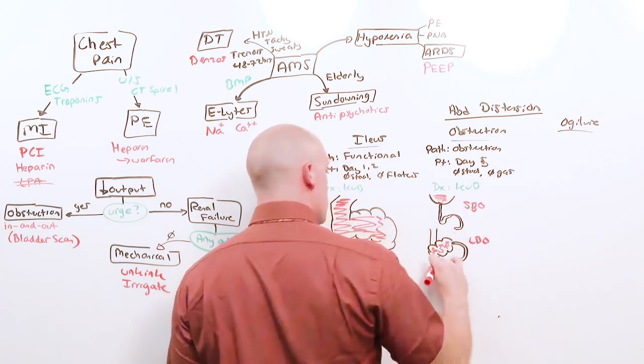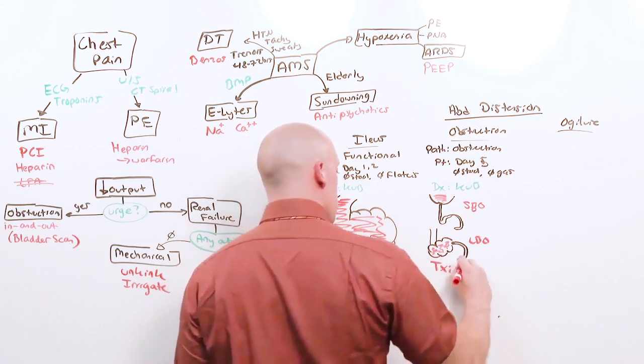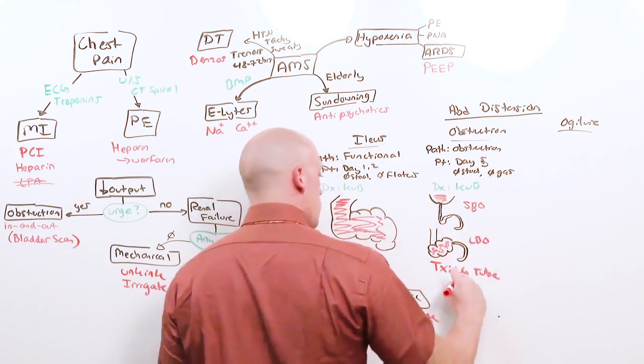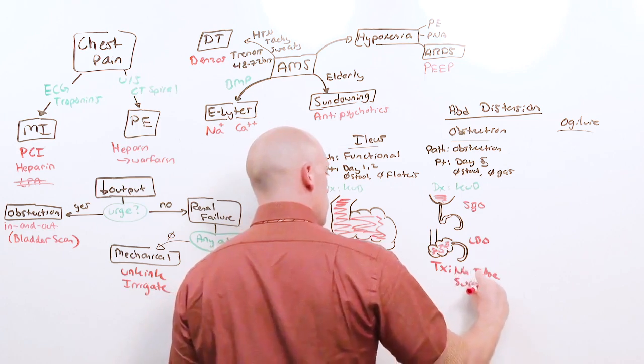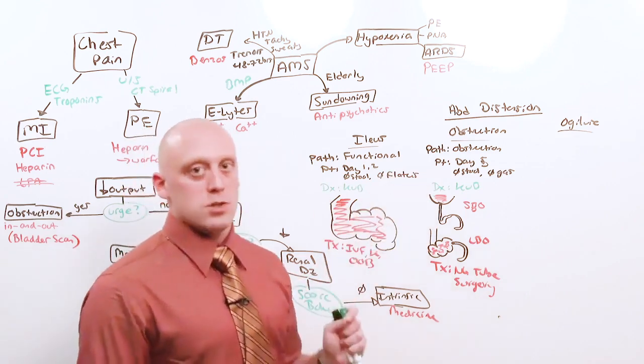We're going to talk more about this in that later video, but I want you to see that conservative measures will be an NG tube, but ultimately because it is an obstruction, you're going to have to go to surgery again to undo the damage. And the obstruction generally is going to be adhesions post-op.